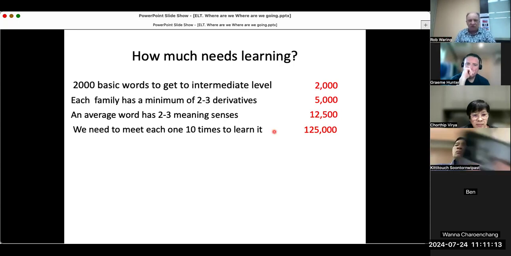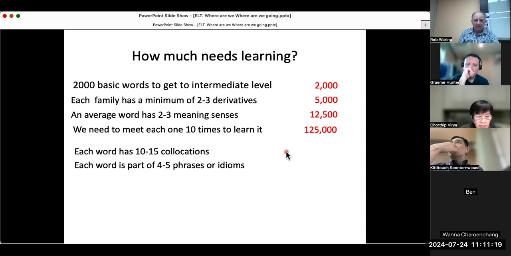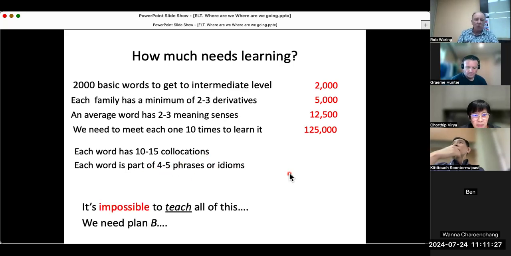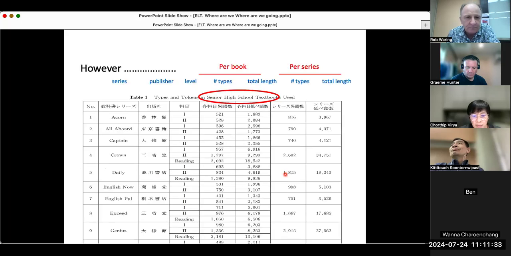That's 125,000 individual learning events just for the 2,000 basic words. So if each word on top of that has collocations and is involved in some phrases and idioms, there is no way we can teach all of this intentionally. So we need a plan B.